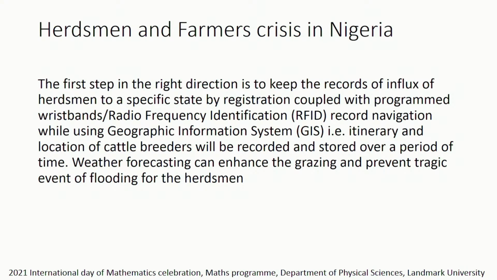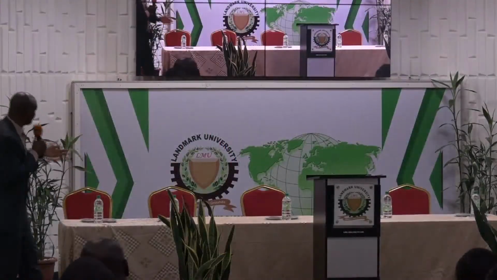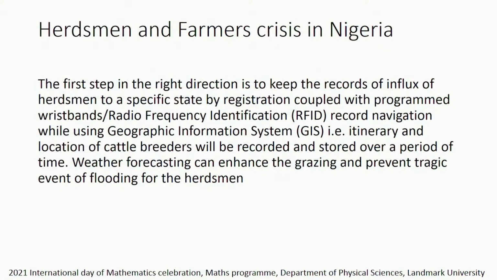If you don't register him or her, how do you know the fellow is in your state? You don't have the information. And then this helps us to keep the itinerary and the location of cattle breeders, which will be recorded and stored over a period of time. If I don't have the data and I model it mathematically, I cannot validate. That's what we call mathematical modeling. I must validate. So once I have the data over a period of time, I'll check. And then I'll be able to know that this thing will work for us. Weather forecasting also can enhance the grazing and prevent tragic events of flooding for the herdsmen.